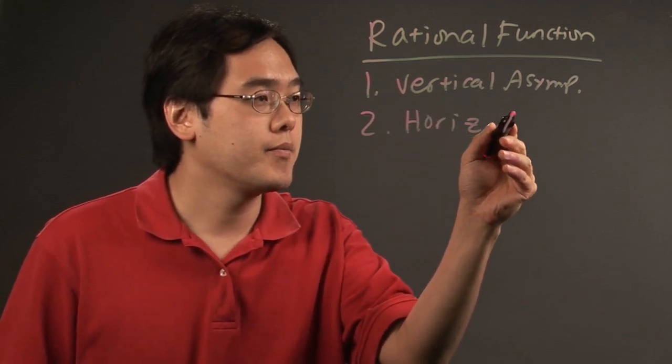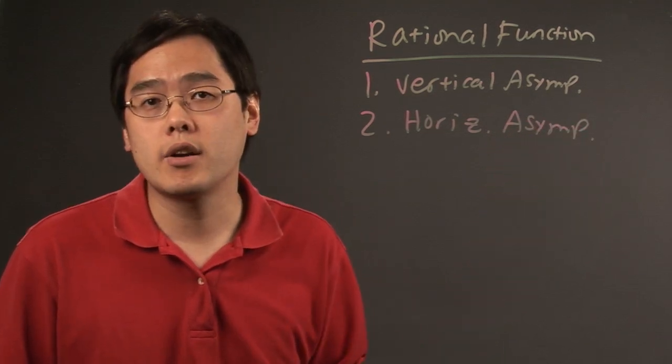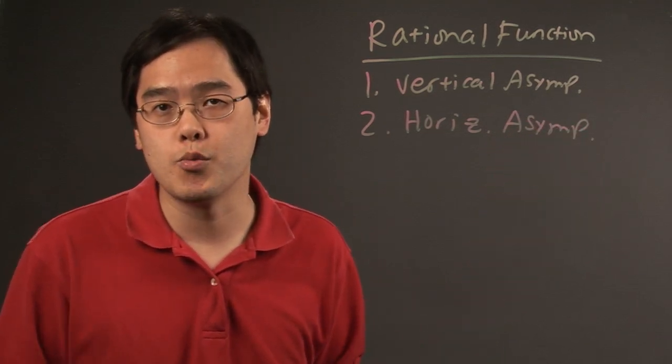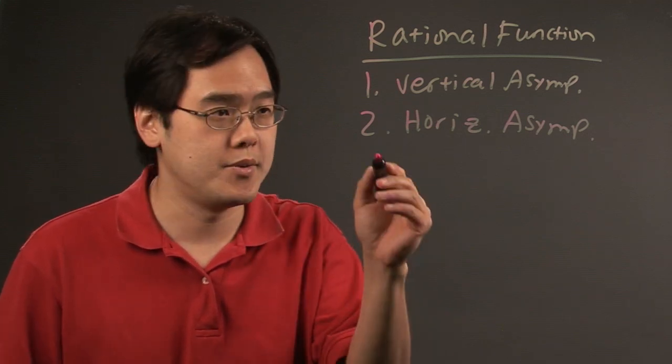Now, from there, you want to find any horizontal asymptotes. Now, horizontal asymptotes, you compare the degrees between the numerator and denominator, and there's some criteria to determine what that might happen to be.